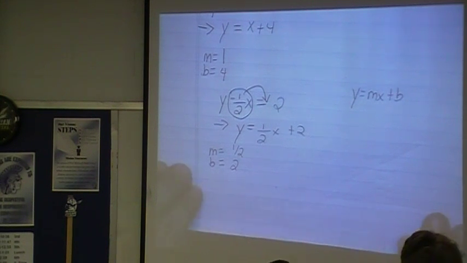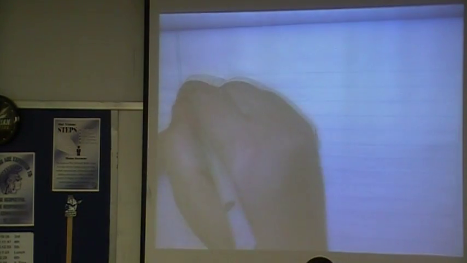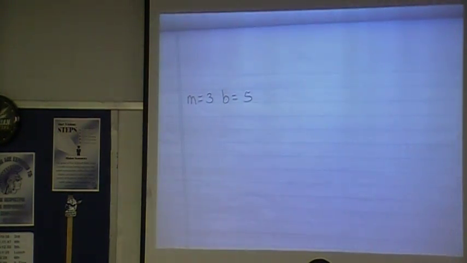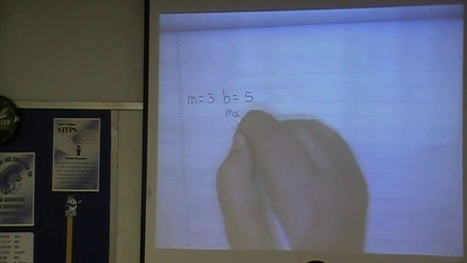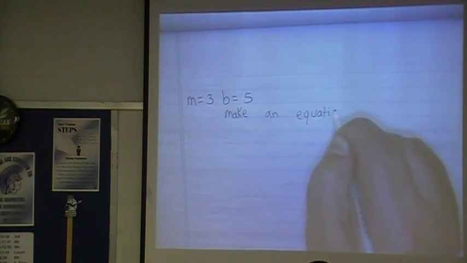Okay, now, let me show you what they do sometimes. Write that down. Sometimes they give you the slope and they give you the y-intercept. And if you thought that first part was easy, this is going to be the easiest thing you ever do. Sometimes they give you the slope and the y-intercept and they say, make an equation.